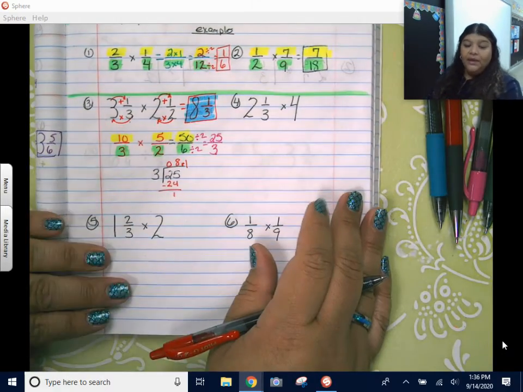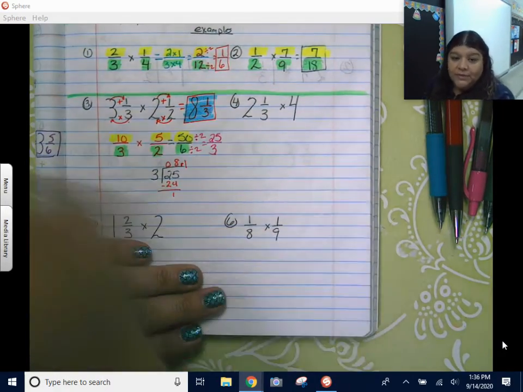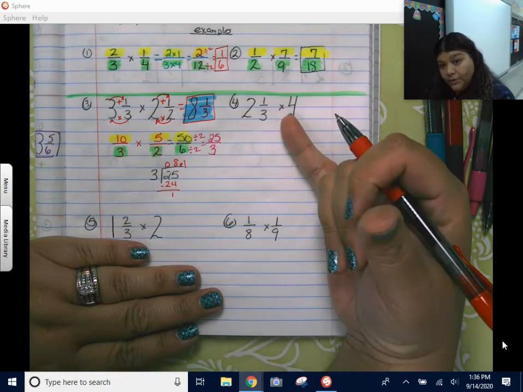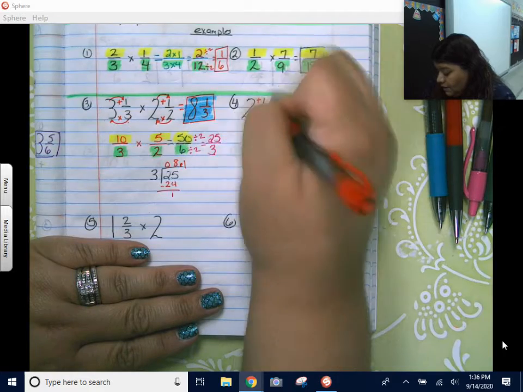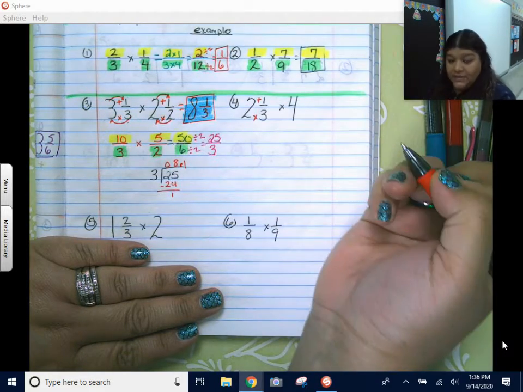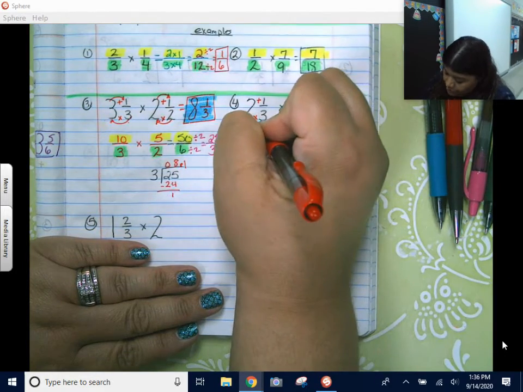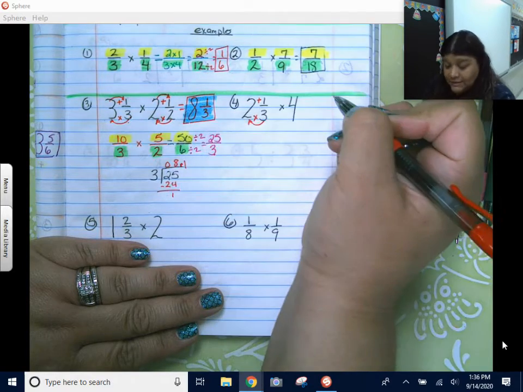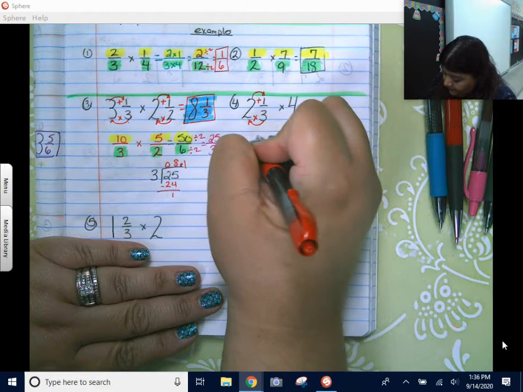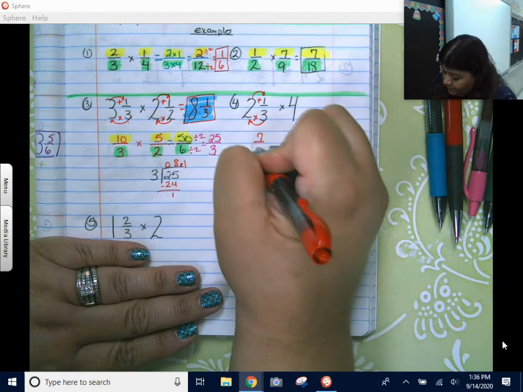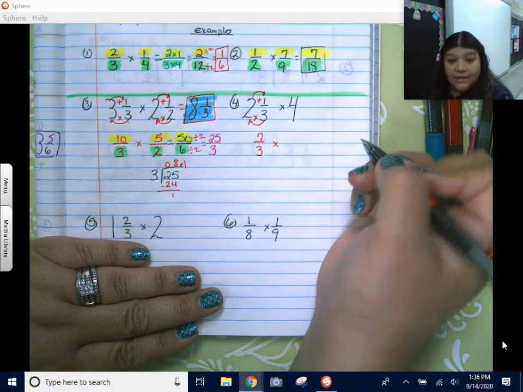Number 4. I see 2 1/3 times 4. So I see a mixed number times a whole number, okay? So I have to turn this one into an improper fraction. So there's my TX for Texas. And I'm going to do 3 times 2, which is 6. 6 plus 1, which is 7. And your denominator comes down to the answer.